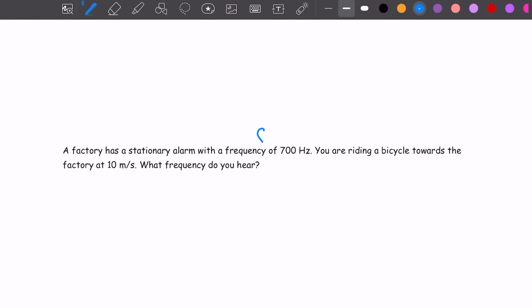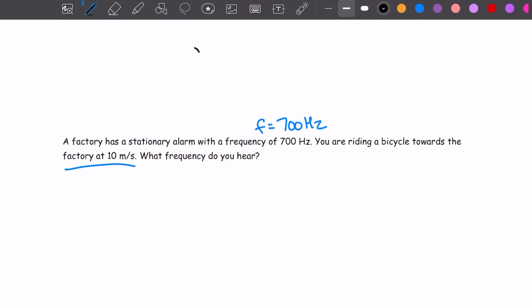A factory has a stationary alarm with a frequency of 700 Hertz. You are riding a bicycle towards the factory at 10 meters per second. What frequency do you hear?